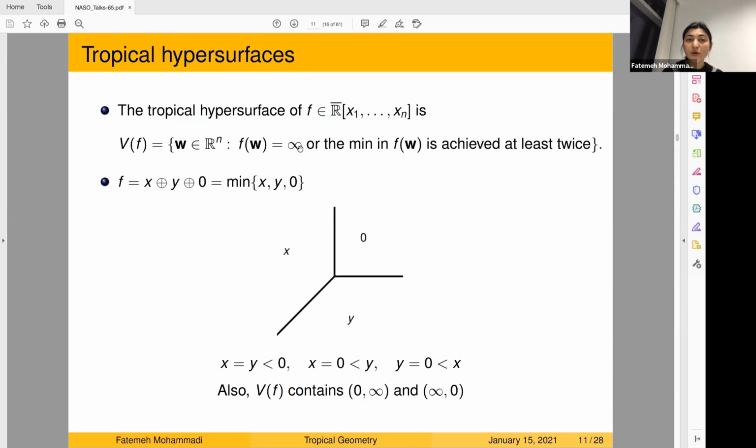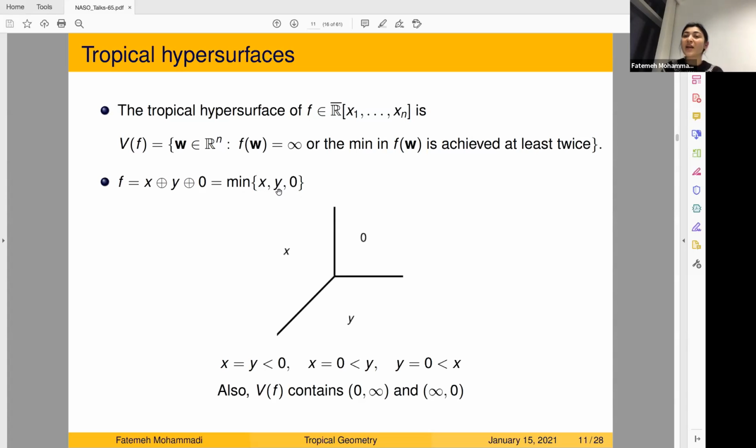So these points are easy, right? Because I would get infinity. Let me first tell you what these values are. If I look at the points where x is equal to y, in order to achieve this minimum twice, I either have to have x equal to y and smaller than 0, because I want to take the minimum twice.